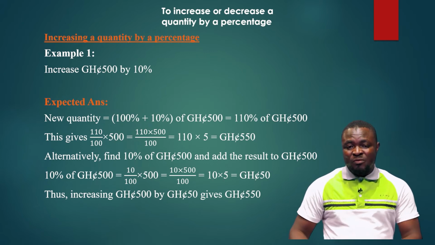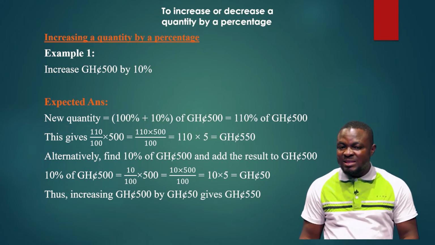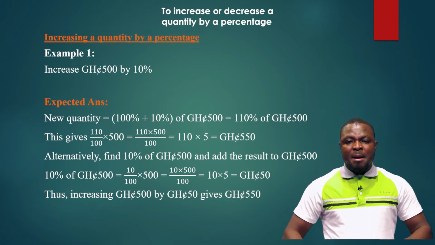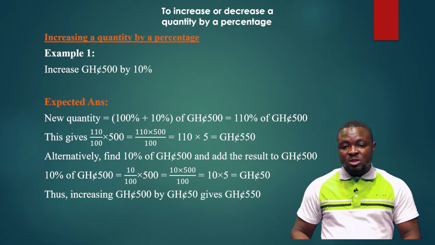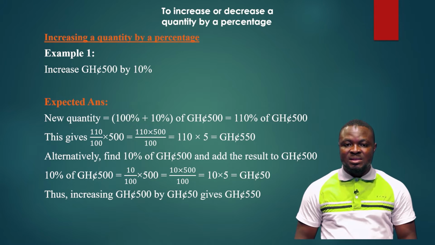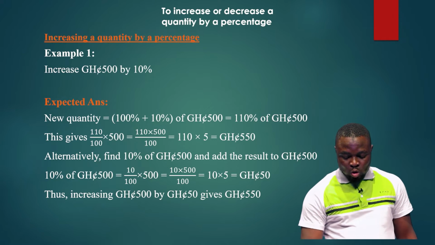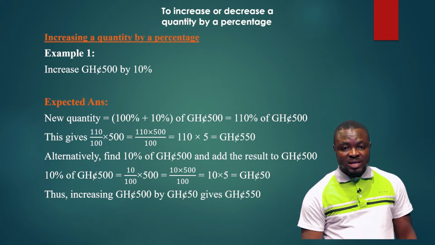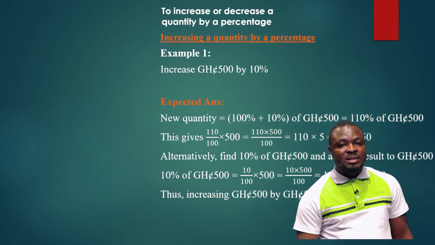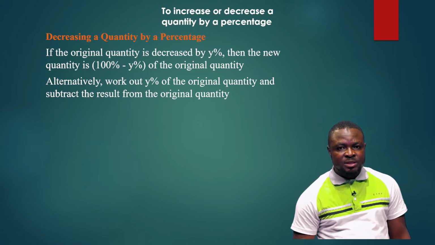That is just 10% of 500. Now you want the new value. If the original value increases by 50 Ghana cedis, it means the new value will be the original value, which is 500 Ghana cedis, plus the 10% increase, which is 50 Ghana cedis. So you end up with 550 Ghana cedis. So as we have looked at increasing a quantity by a given percentage, now let's look at how to decrease a quantity by a given percentage.